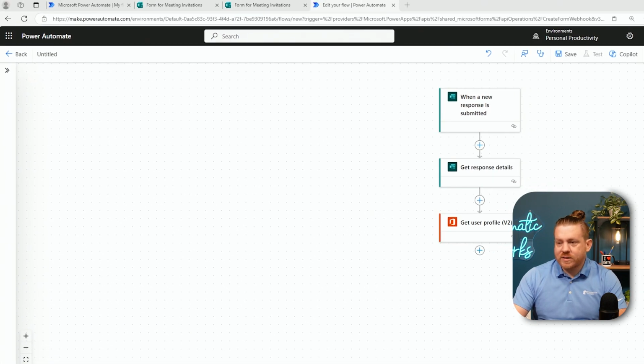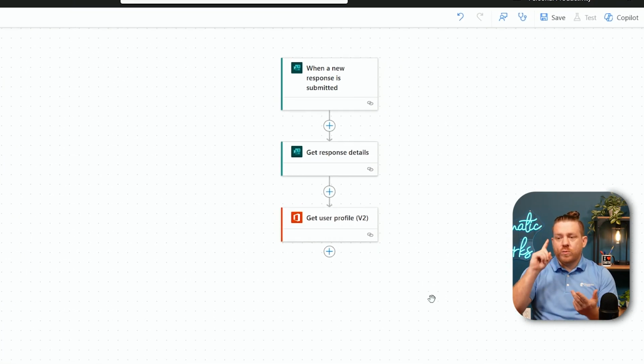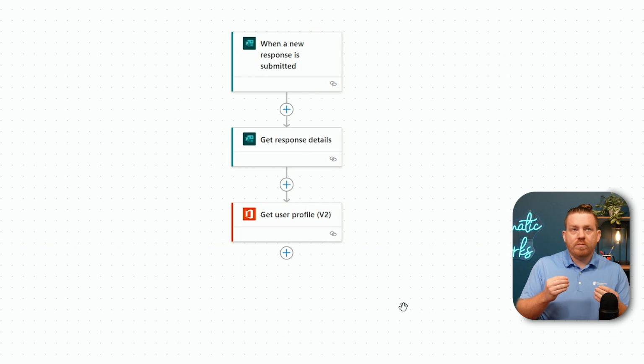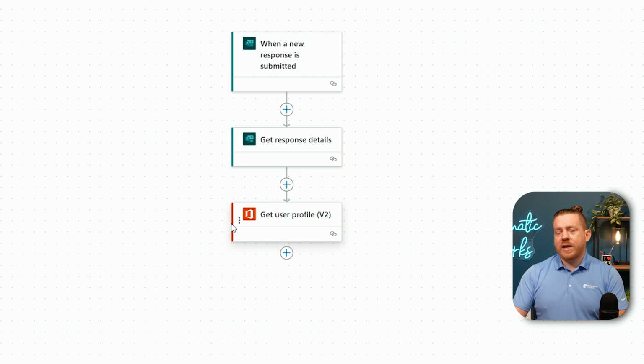All right, and then the next step we're going to do here is, after the response details and the user profile, we need to do what's called initializing a variable. So we need to create a variable. The reason we're creating a variable here is because this list of users is going to change. One user is part of any given meeting, and then another user gets added, and then another, every time someone selects an option from the form. So we need a variable that can capture these multiple selections.